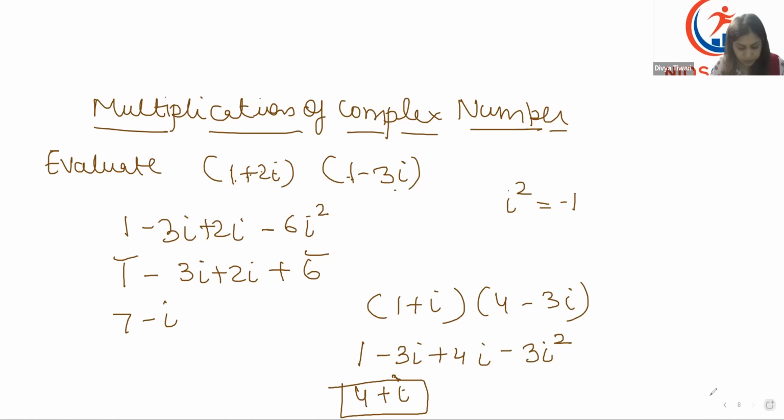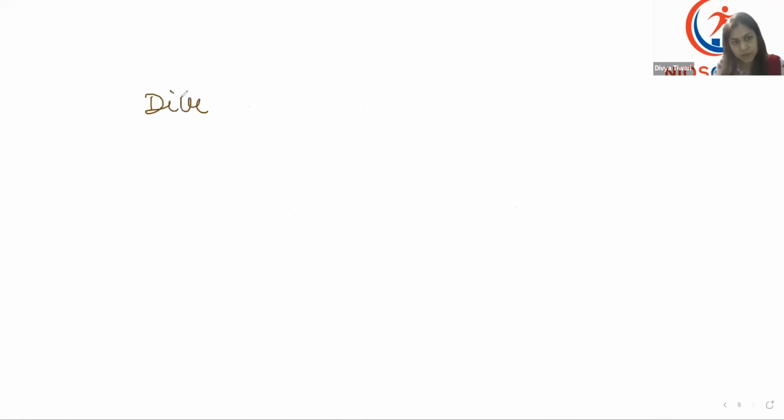Okay, so now moving further, this was about multiplication. In a similar way, if I write one more bracket, then firstly multiply two of them, and whatever value you get, multiply with the last complex number. Then you will get the product of three complex numbers. Okay. So the next topic which comes here is the division of complex numbers.